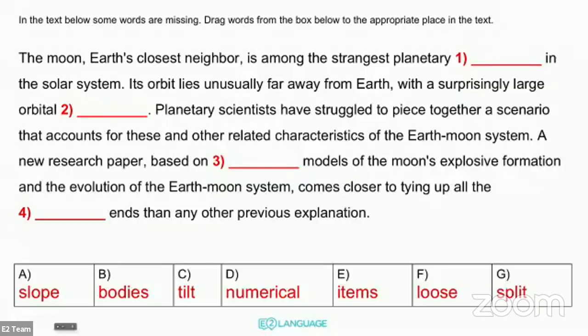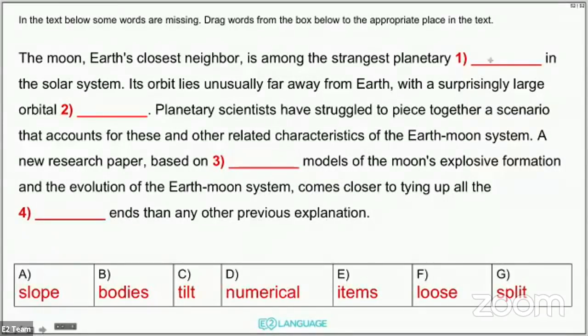Okay, let's have a look at these answers. Before we do, let's have a look at how we can identify which type of word will fit in here. So the moon, Earth's closest neighbor, is among the strangest planetary... We're going to need a noun here. Okay, so we've got slope. That could be a noun. Bodies, tilt, I guess these could be nouns. Numerical is not. Items, yes. Loose, no, and split. A split could be a noun, I guess.